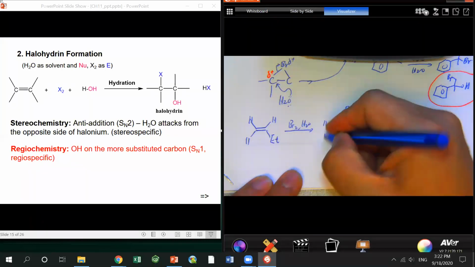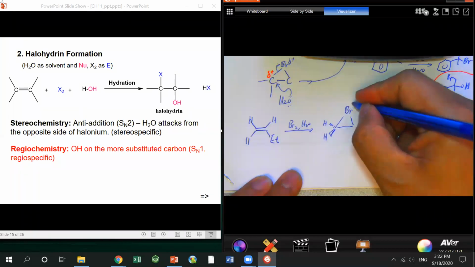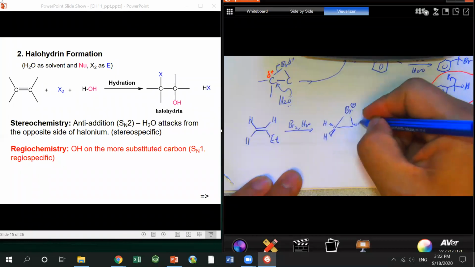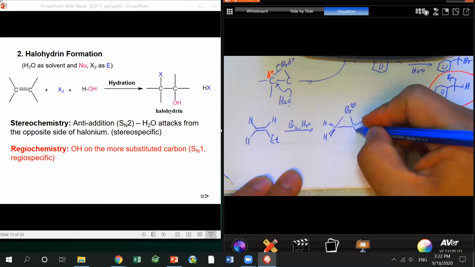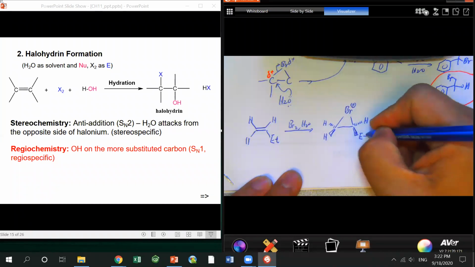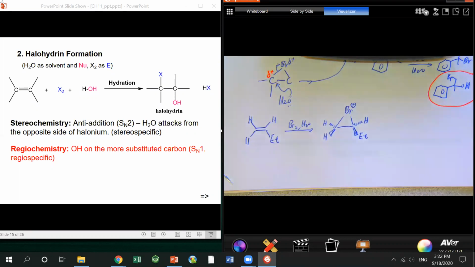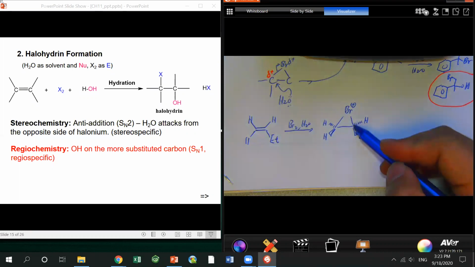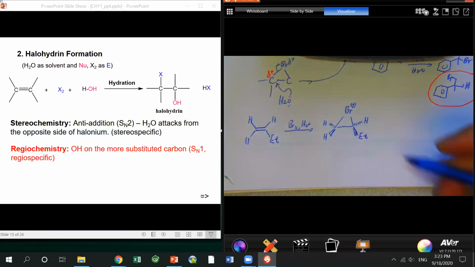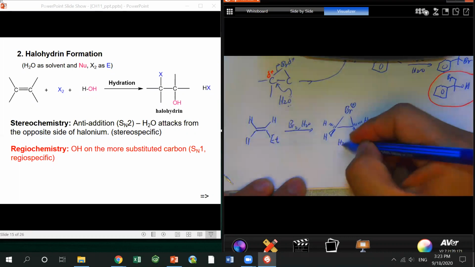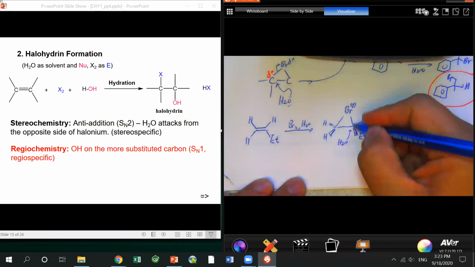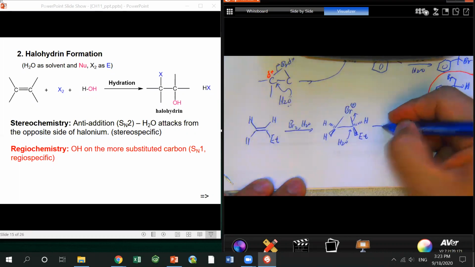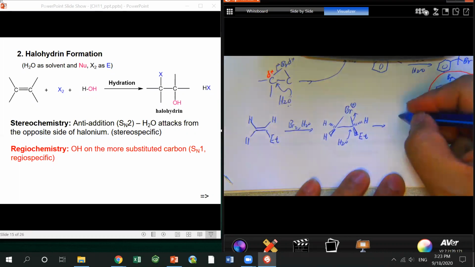Hydrogen, and then there's the acyl group. And then the nucleophile will come in. When the nucleophile comes in, it will attack this carbon. So that's the water. It attacks the more substituted carbon and opens the ring like this. And then you generate one product, like this.